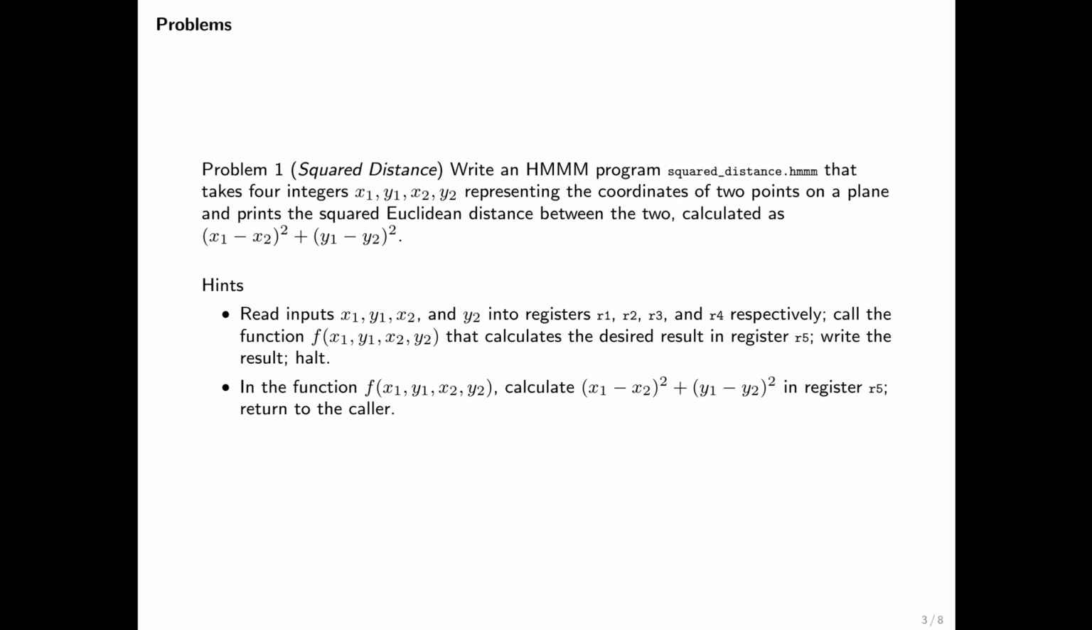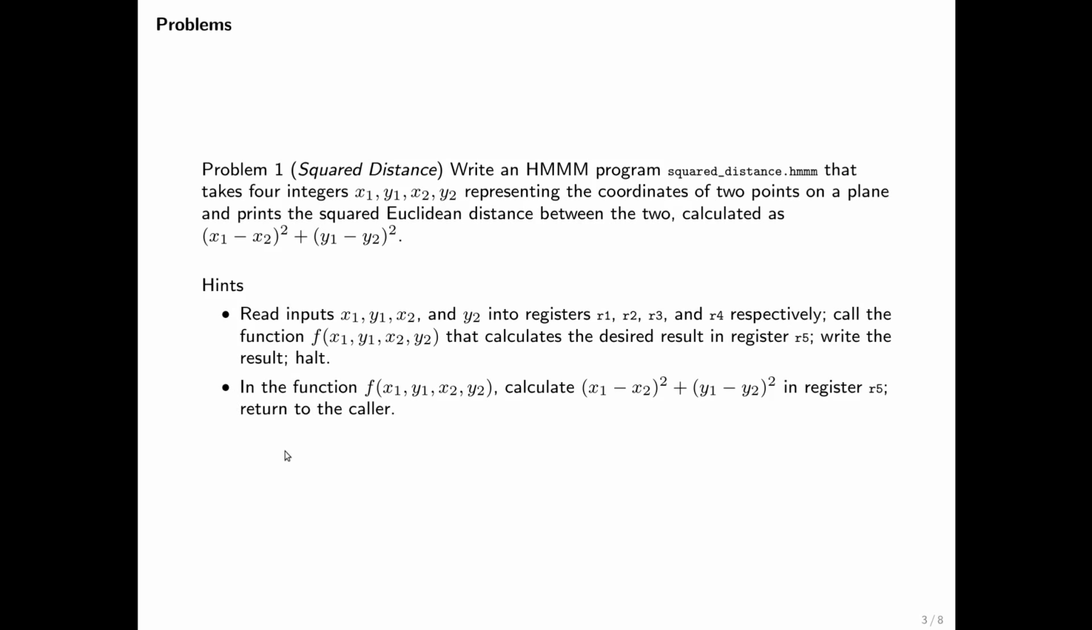And then make a call to a function that is going to calculate the squared Euclidean distance and return the value to the caller, to the main part. So call the function and write the function such that it calculates and places the desired result, meaning the squared Euclidean distance, in register R5. Then the main part simply writes the value of that register, meaning the value of R5, and halts. So that's the responsibility of the main part.